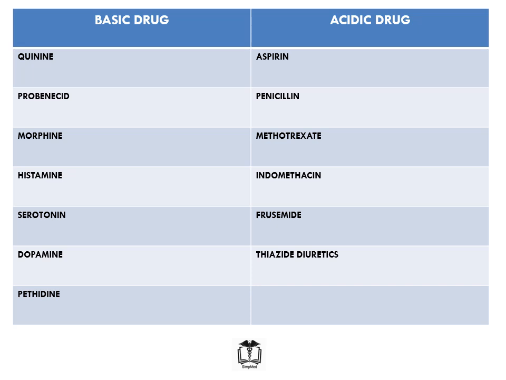Just for you to note, these are examples of drugs that are classified as either weak acids or weak bases. So we have drugs like quinine, probenecid, morphine, histamine, serotonin, dopamine, and pethidine, all classified as basic agents, the weak base. And then we have drugs like aspirin, penicillin, methotrexate, which is an anti-neoplastic agent, indomethacin, furosemide, and thiazide diuretics, all classified as acidic agents. So in case you see any of these drugs in your questions and they're asking you about manipulating the excretion, think about the fact that we want to either acidify the urine if it was a basic drug we're talking about, or alkalinize the urine if it was an acidic drug we're talking about.